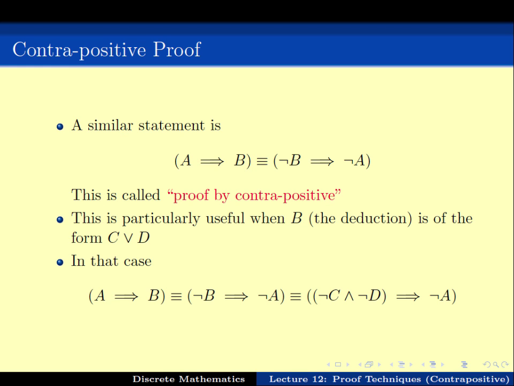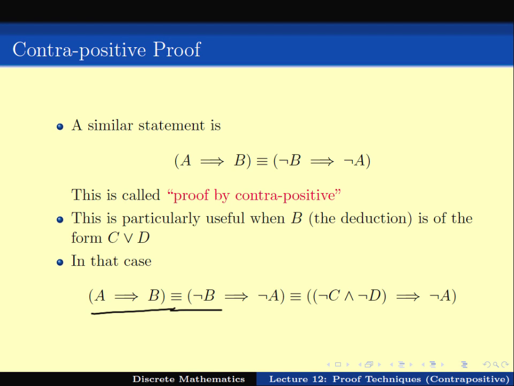Here, clearly, A implies C or D by the contrapositive statement is the same as not B implies not A. Now what is not B? Not B is not of C or D. And here I can apply De Morgan's formula, and not of C or D is the same as not of C and not of D. So this problem becomes the same as not of C and not of D implies not of A.